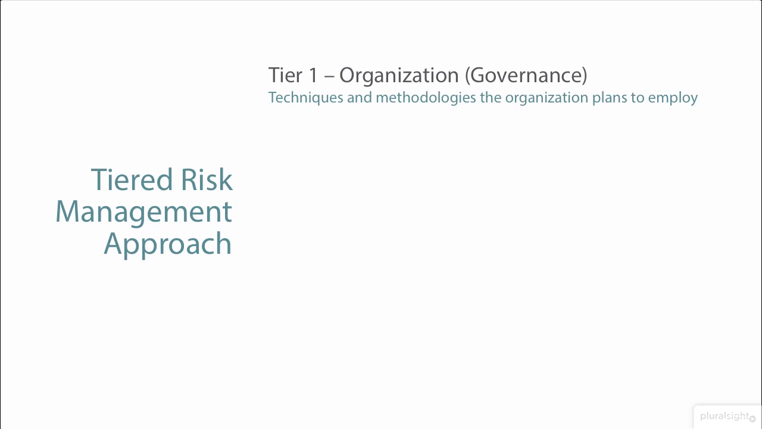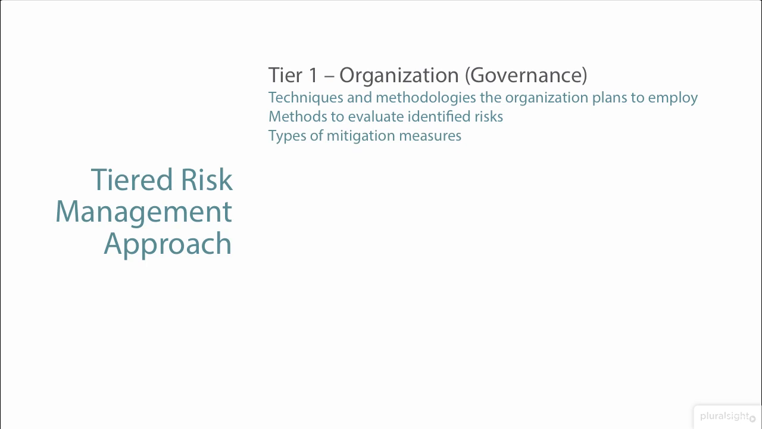So what kind of things do we need here? These are going to be where we decide on the techniques and methodologies that the organization is going to employ. So this is deciding on what frameworks we're going to use, and also on the methods that we're going to use to evaluate identified risks. And that's one of the things that we're going to dive more into in this module.